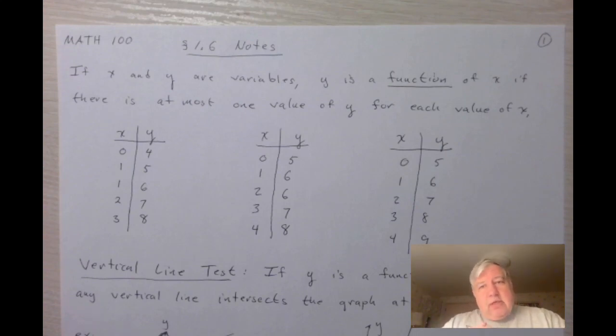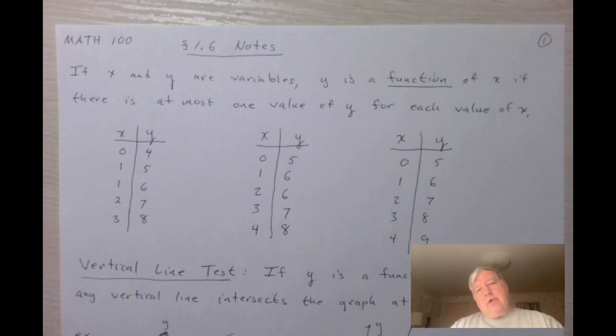Now, specifically, if one variable is a function of another variable, in particular, let's say x and y are variables, and we say y is a function of x, that means there's at most one value of y for each value of x. So if you plug in a value of x, you might get an output or you might not, but you'll never get two outputs or three outputs.